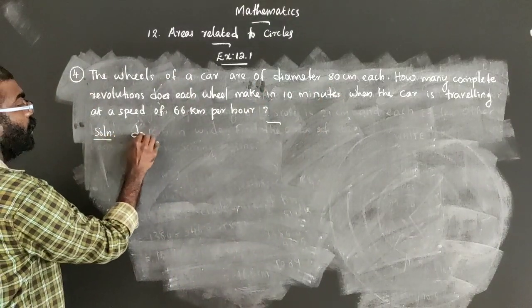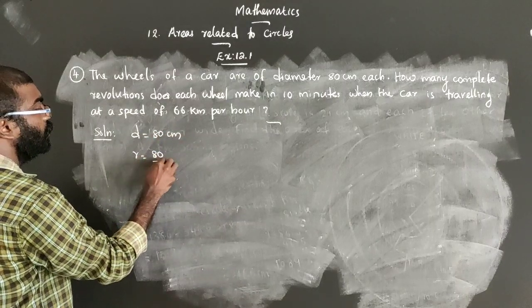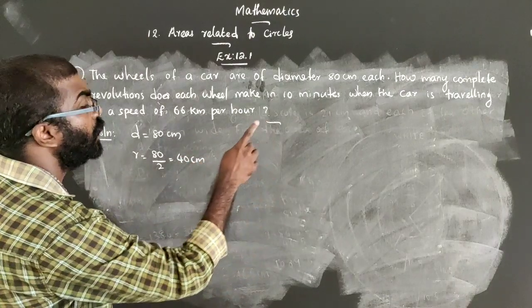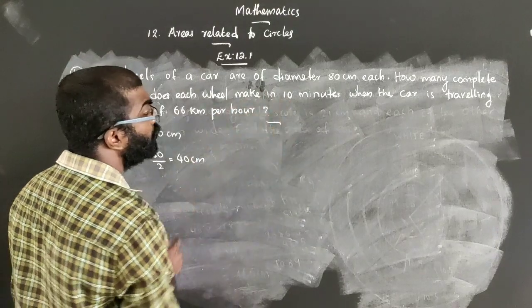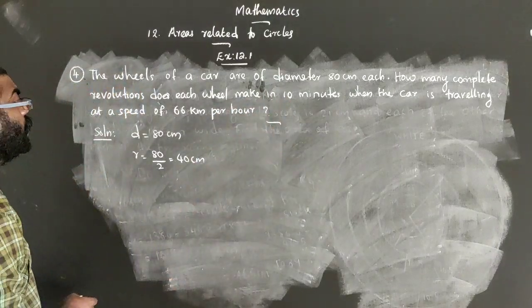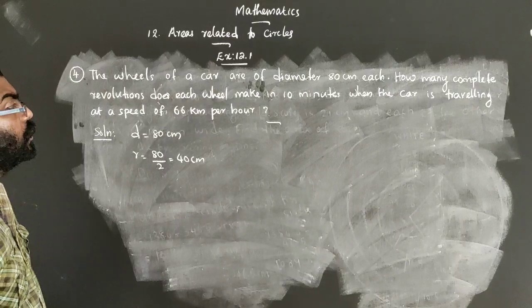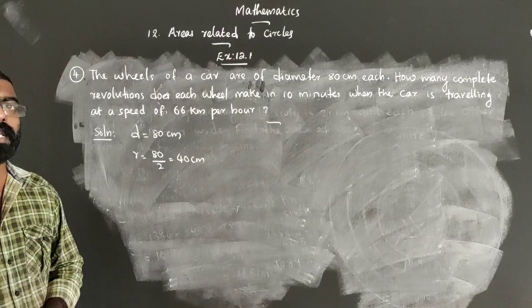So here the diameter is 80 centimeters, so the radius is 80 by 2, 40 centimeters. Right. How many complete revolutions does each wheel make in 10 minutes when the car is traveling at a speed of 66 km per hour? So we have to find the number of revolutions in 10 minutes.